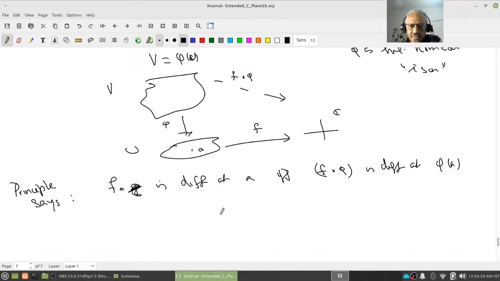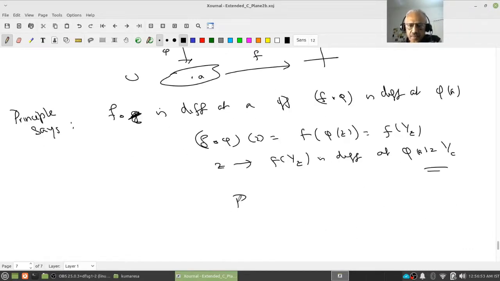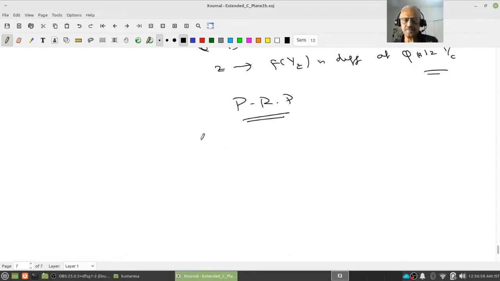Now try to understand. Okay, what is the function f composite phi of z? That is f of phi of z, that is f of 1 by z. And what is phi of a? Therefore the function z going to f of 1 by z is differentiable at phi of a, which is the same as saying 1 by a. Do you understand this? Pause, review, proceed. Okay, if you understood this, now we are ready.